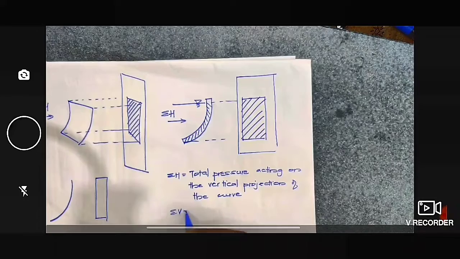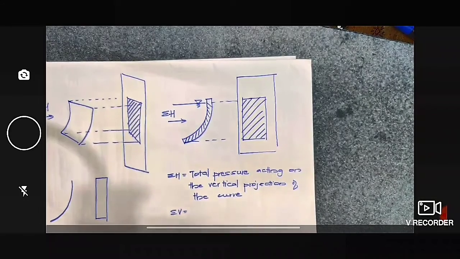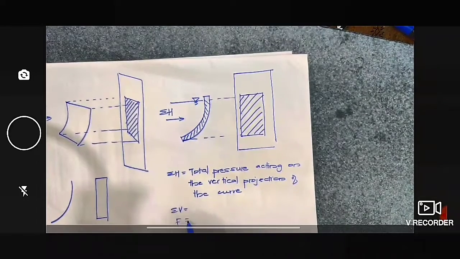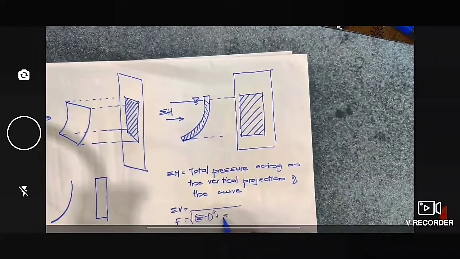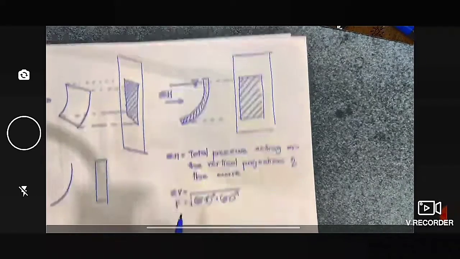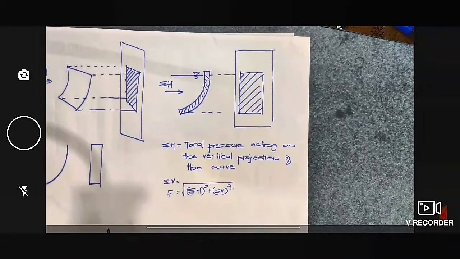Similarly, sigma v was the weight of the liquid above the curve. Now to calculate the total force, you will have the square root of sigma h square plus sigma v square. So this is how you find the forces acting on a curve.